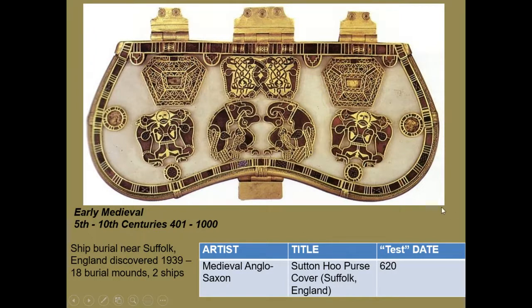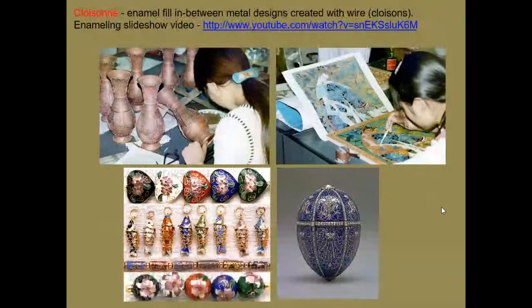So the object is called a purse cover because it would have held as a clasp, probably over a leather bag that contained most likely coins.